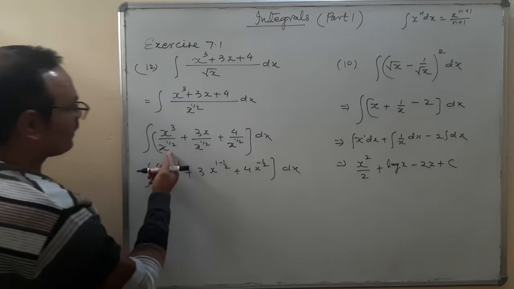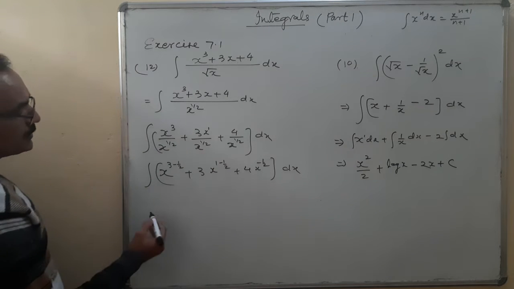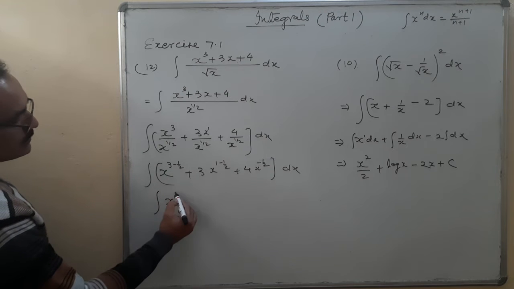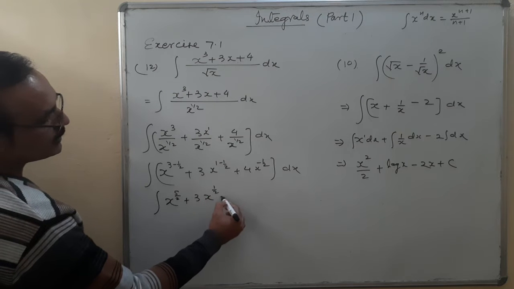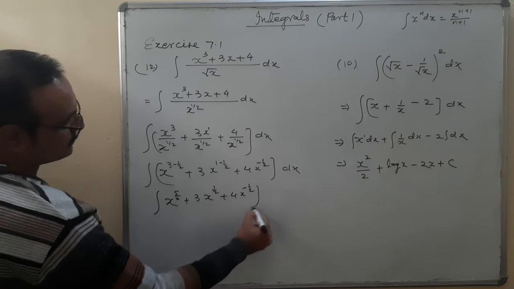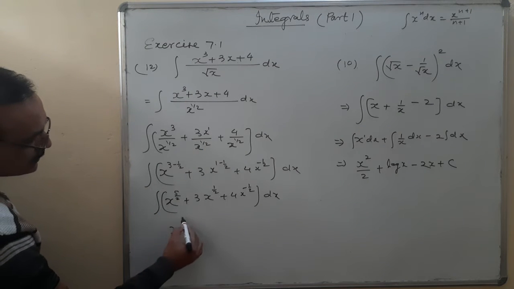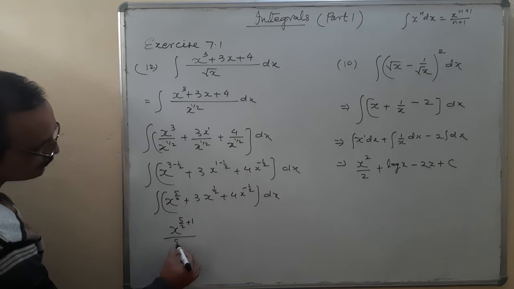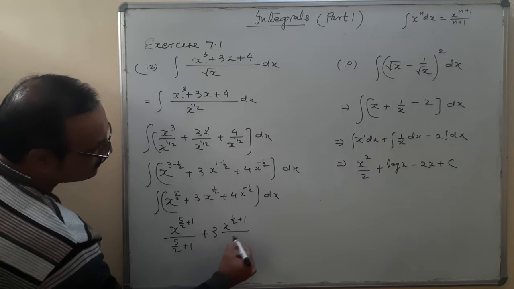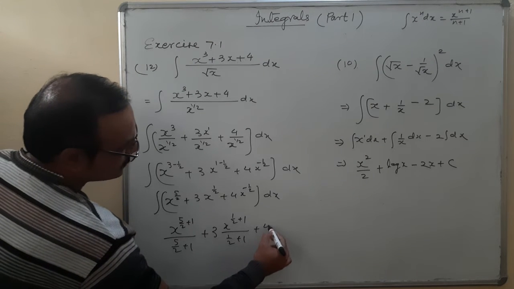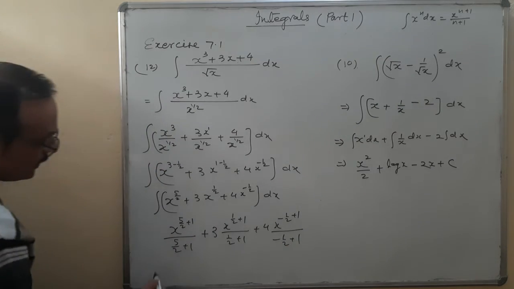Have you understood it? Shifting: bases are the same, so the power will be subtracted. Where nothing is written, the power is 1. So x to the power 6 minus 1, that is 5 by 2, plus 3x to the power 1 by 2 plus 4x to the power minus 1 by 2 dx. Now integrate the terms by the basic formula: x to the power 5 by 2 plus 1 upon 5 by 2 plus 1, plus 3x to the power 1 by 2 plus 1 upon 1 by 2 plus 1, plus 4x to the power minus 1 by 2 plus 1 upon minus 1 by 2 plus 1, plus c.